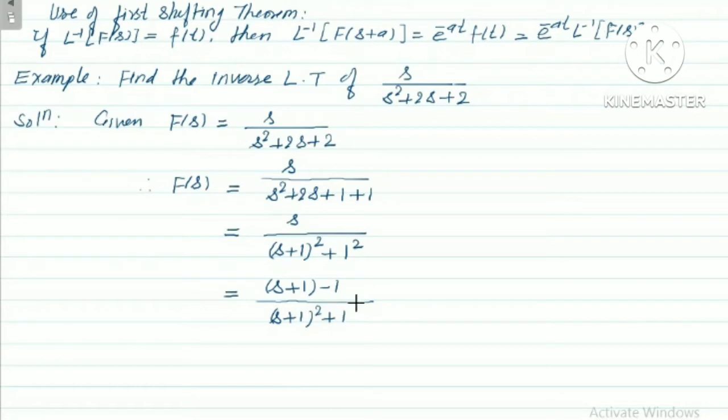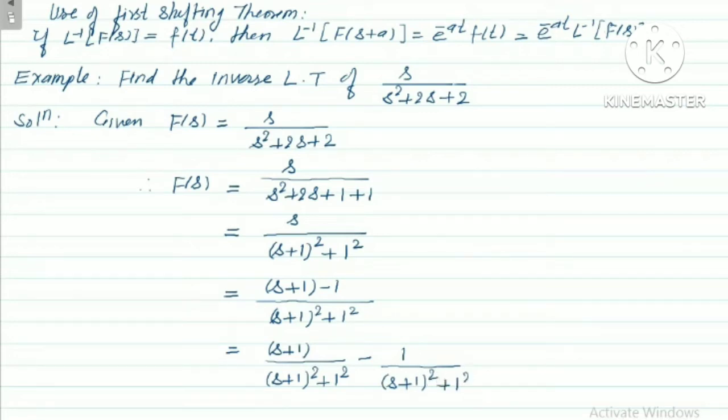Now we separate this. You can take the inverse Laplace transform then separate it, or you can separate then apply the inverse Laplace transform. So we first separate this. I write s plus 1 in the first bracket divided by s plus 1 the whole square plus 1 square, and minus 1 upon s plus 1 the whole square plus 1 square.